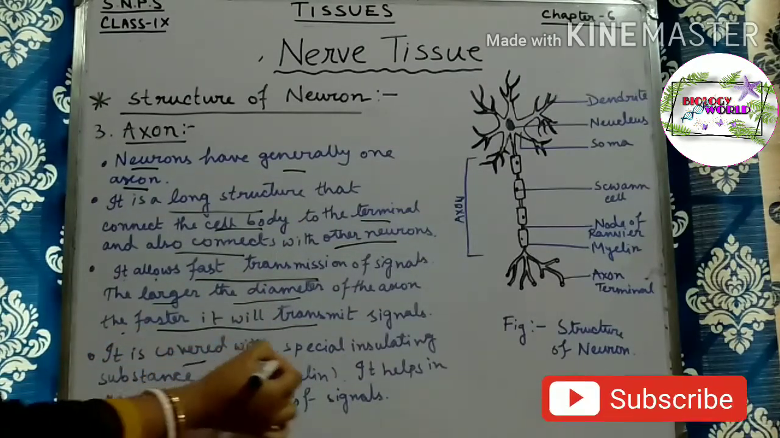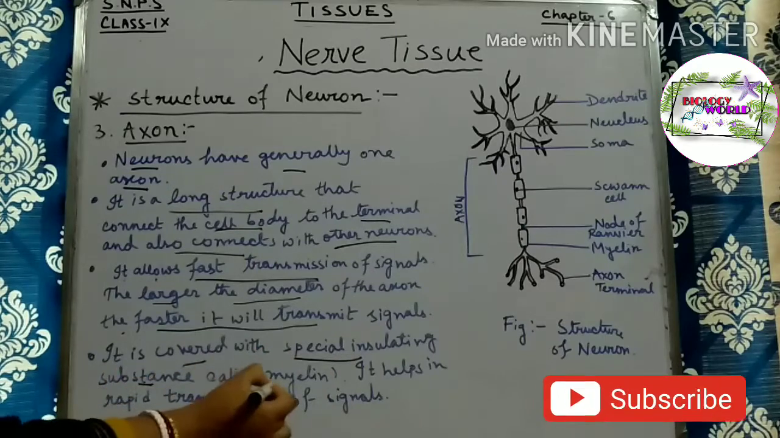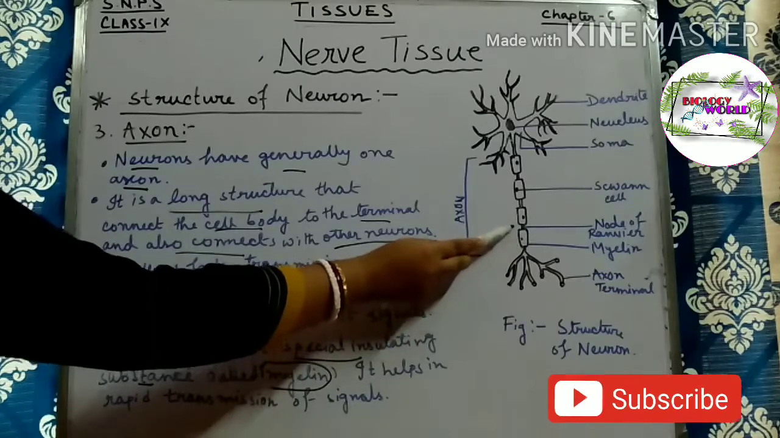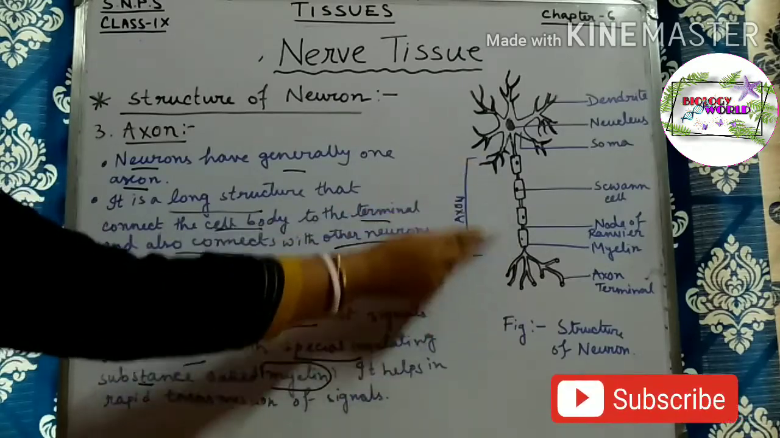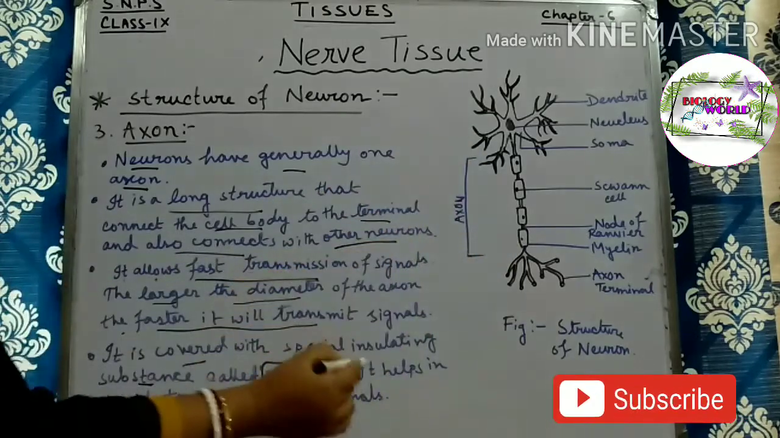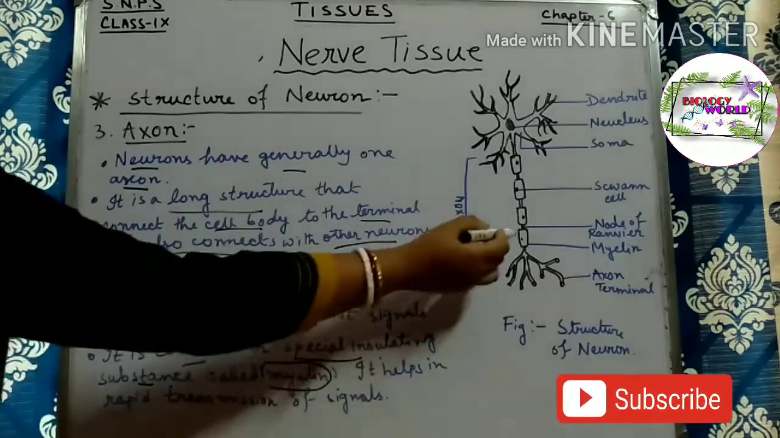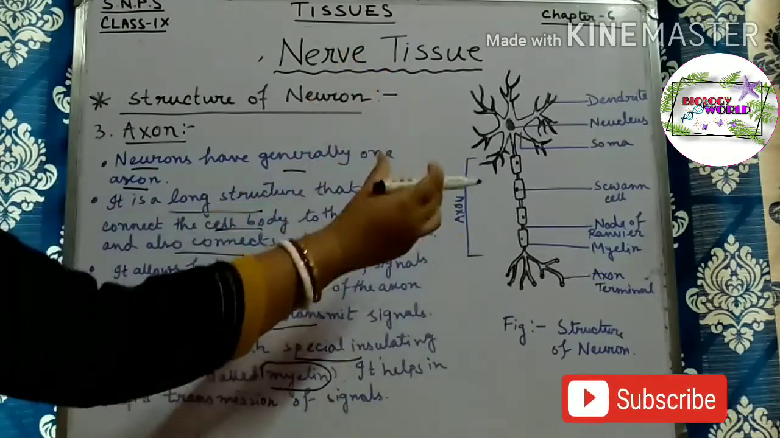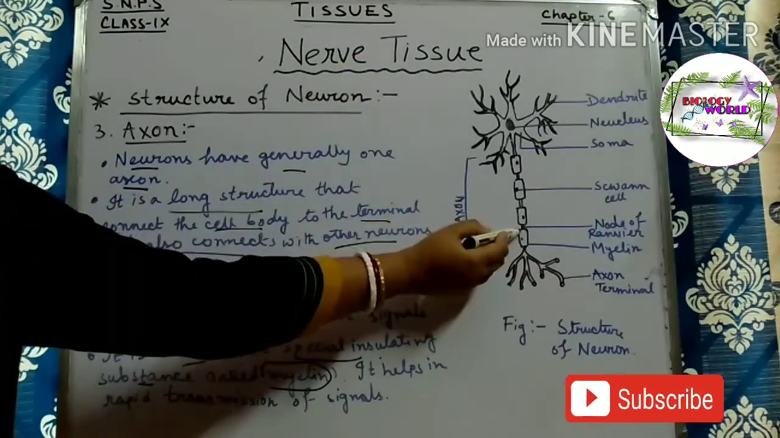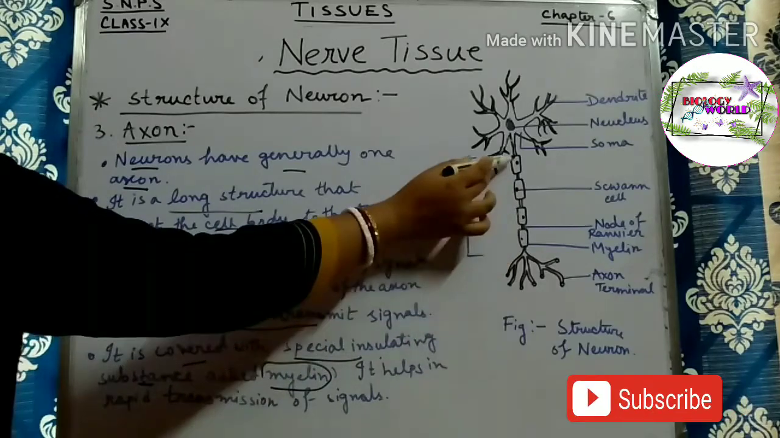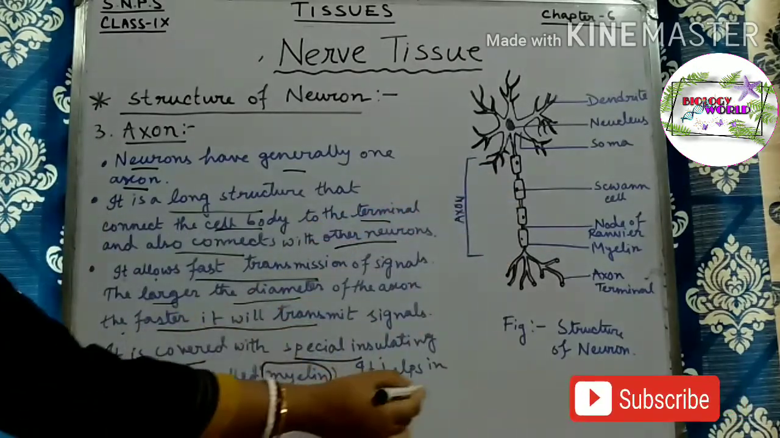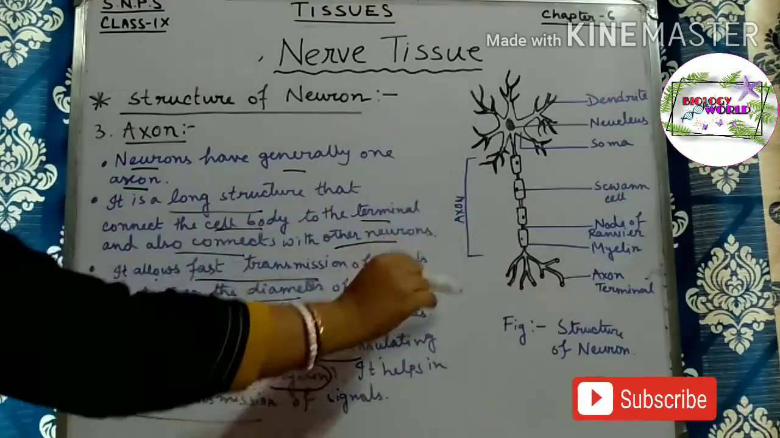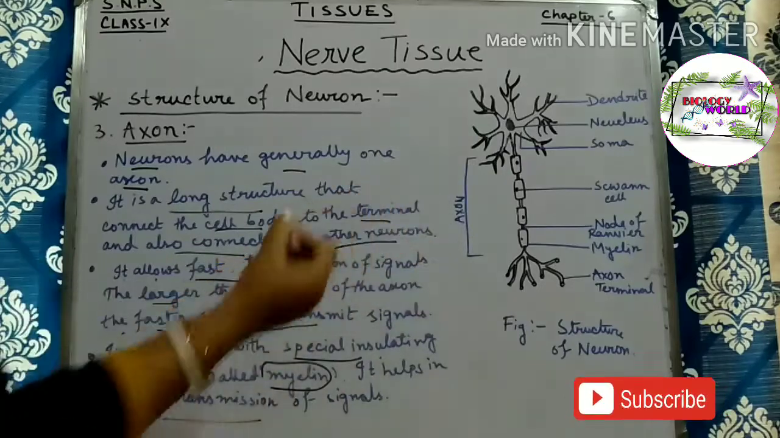It is covered with a special insulating substance, that is myelin. See, this is myelin. This axon is covered with a special insulating substance, that is myelin. It helps in rapid transmission of signals. Means this myelin helps in the rapid transmission of the signals.